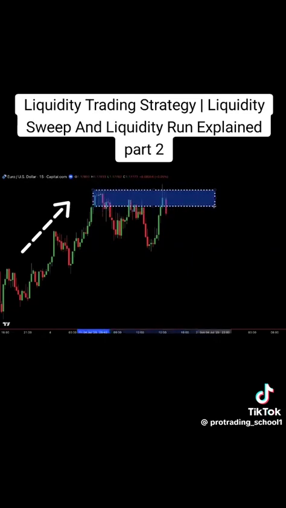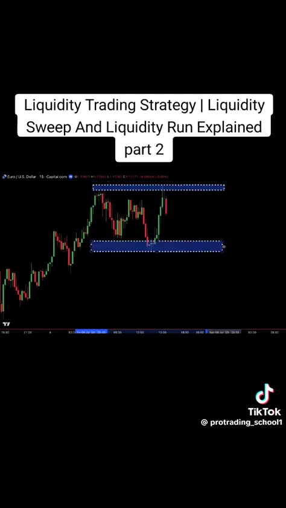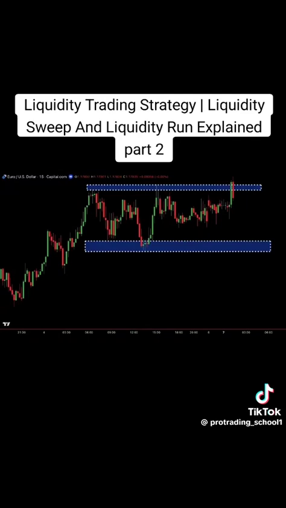During this range, we simply draw the resistance zone at the top and the support zone at the bottom. Don't stress about whether the range is accumulation or distribution. All you need to do is mark the boundaries and wait for a clean liquidity sweep. Now look at what happens. Price breaks above the resistance zone and then closes back inside the range. This is a textbook institutional trap, a liquidity sweep designed to catch breakout traders on the wrong side.